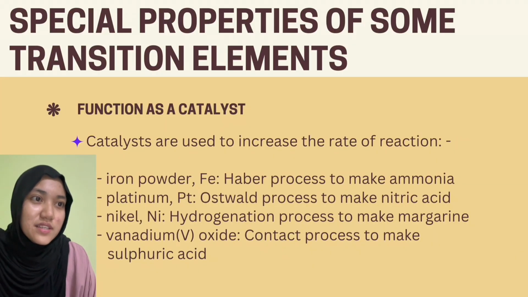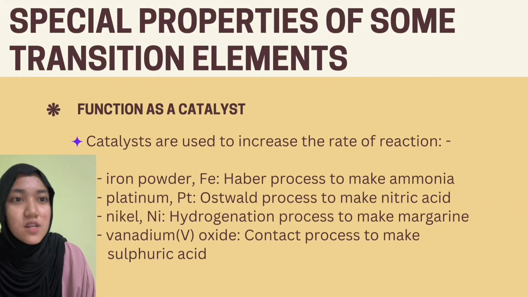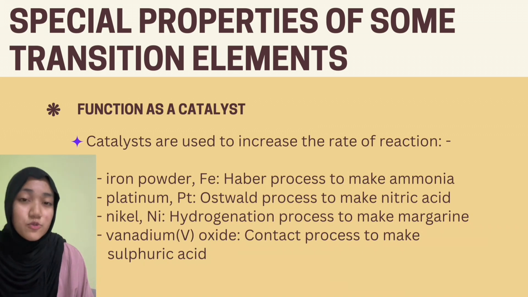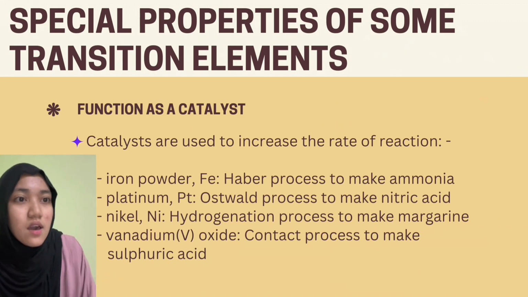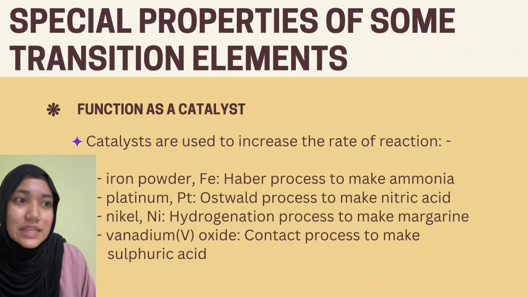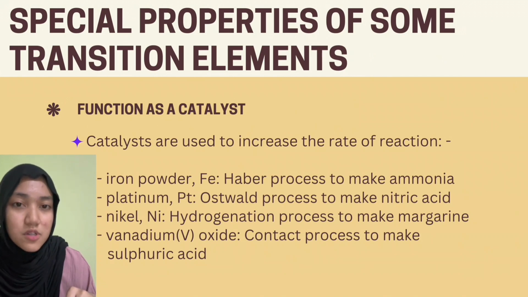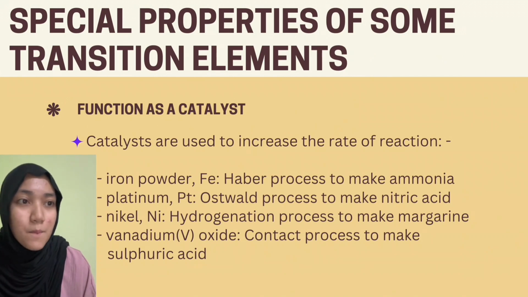Let's move on to the special properties of some transition elements. First, transition elements can function as catalysts. What is a catalyst? Catalysts are used to increase the rate of reaction, such as iron powder in the Haber process to make ammonia, platinum in the Ostwald process to make nitric acid, nickel in the hydrogenation process to make margarine, and also vanadium(V) oxide in the contact process to make sulfuric acid.